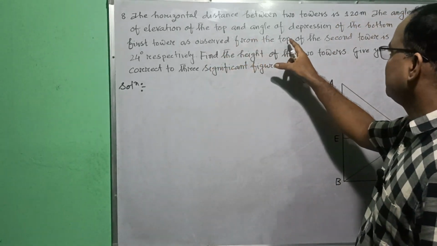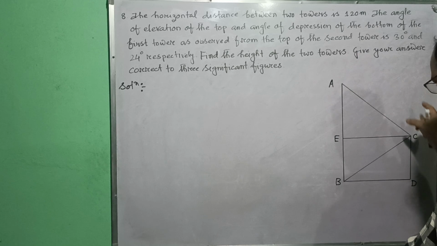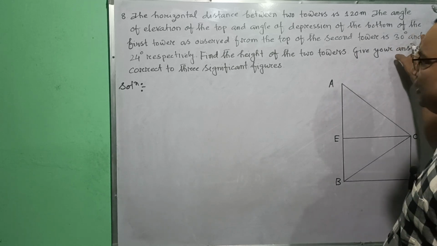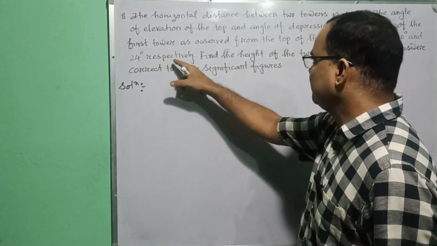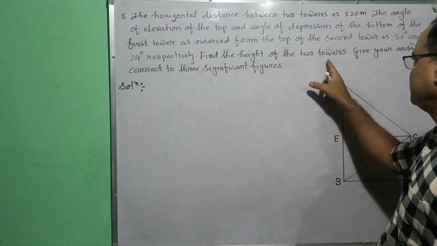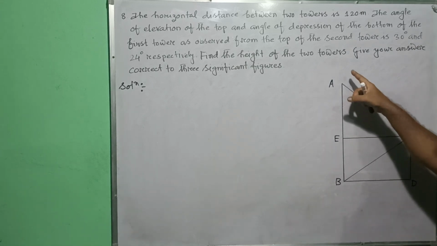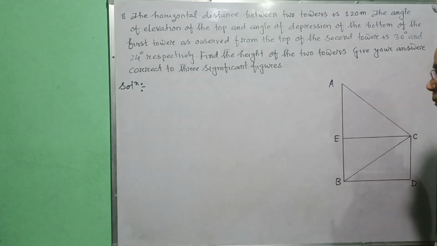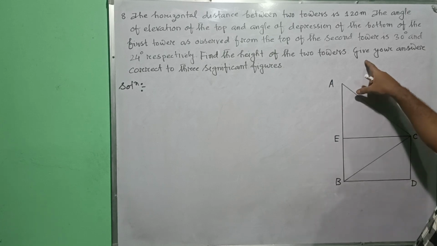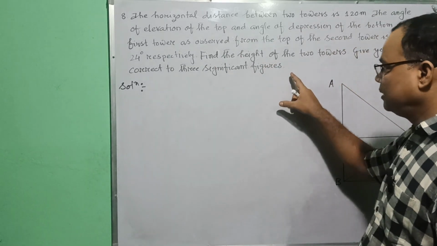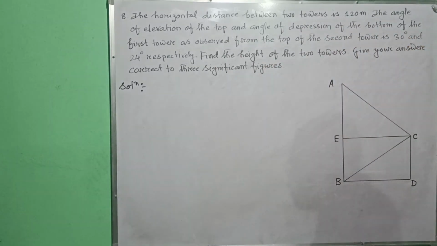As observed from the top of the second tower. So this is the top of the second tower. Second tower is 30 degree and 24 degree respectively. Find the height of the two towers. So you have to find the height of the two towers, mean AB and CD. And also it is given, give your answer correct to three significant figures.